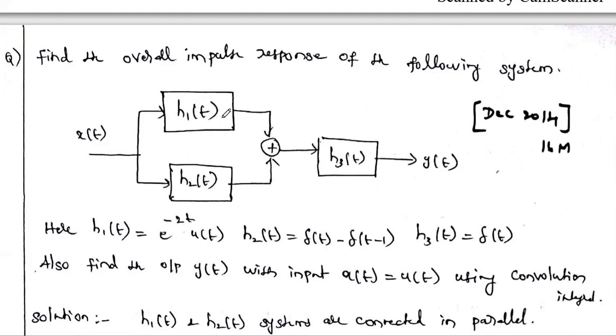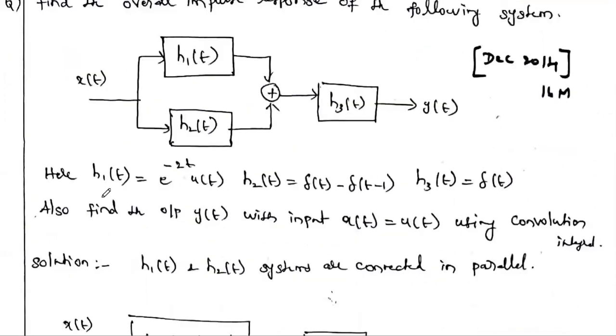System 1 has impulse response h1, system 2 has impulse response h2, and system 3 has impulse response h3. System 1 and system 2 are connected in parallel, and this combination is connected in series with h3. So we have to reduce this into one single system, and for that system we have to find the impulse response. That is the question.